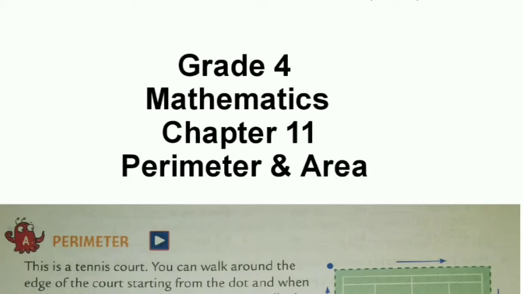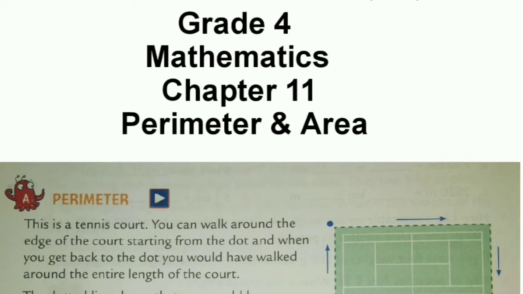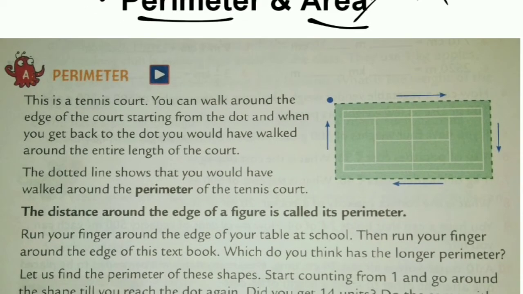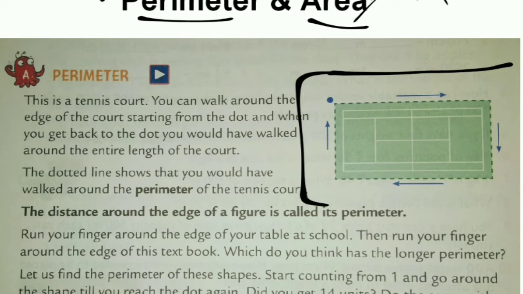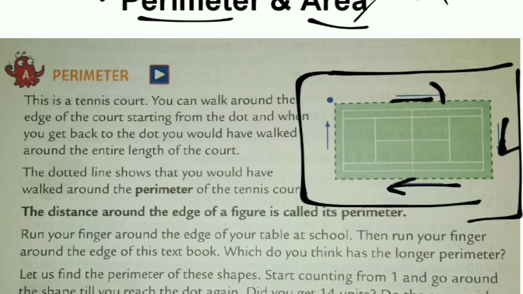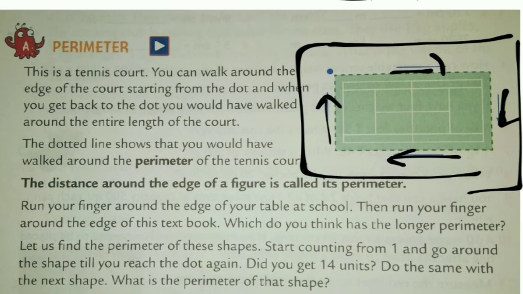Welcome to all. Today I am going to start chapter number 11, Perimeter and Area. In this one, two things we will learn: one is perimeter and one is area. See, this is the example of perimeter. This arrow represents the boundary. It means now we understood what is perimeter.